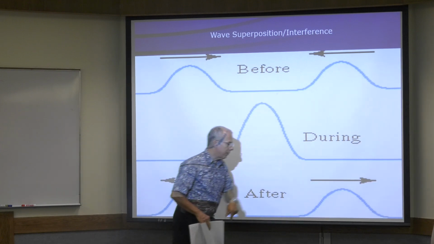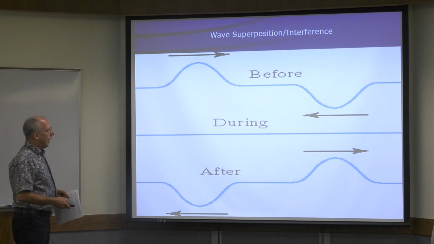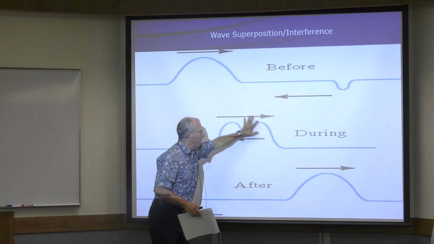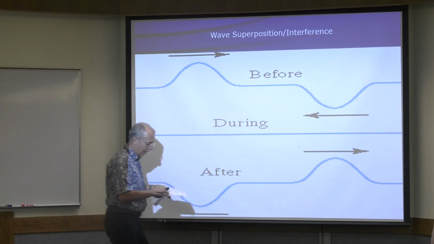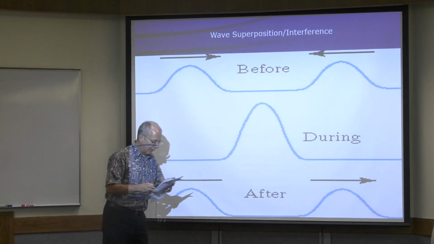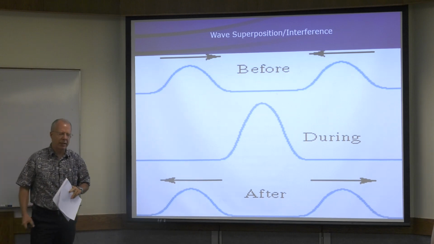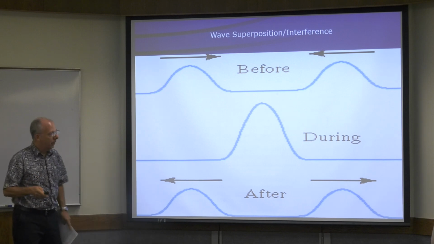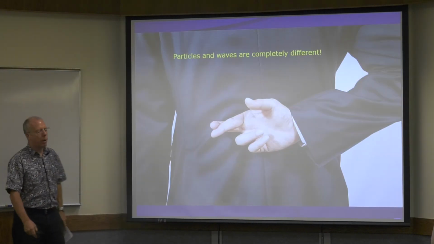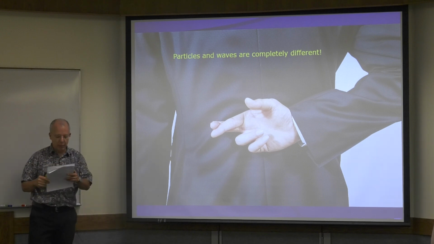This guy just keeps going his merry way, that guy keeps going his merry way. All right, so again, this is where they interfere. This is where they interfere. And that's where they interfere. So waves just pass through each other, as I said, and particles certainly do not. So, once again, we see that particles and waves are completely different, and you want to remember that.